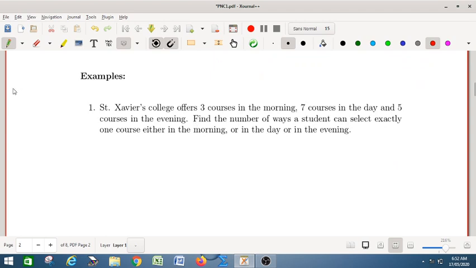Let us take a similar question. St. Xavier's College is offering 3 courses in the morning, 7 in the day and 5 in the evening. Then in this case, what is the number of ways a student can select exactly one course? Look at that, the question is a different way. One course either in the morning or in the day or in the evening. So he or she wants to choose a course in the morning or in the day or in the evening, not all the courses in morning, day and evening.